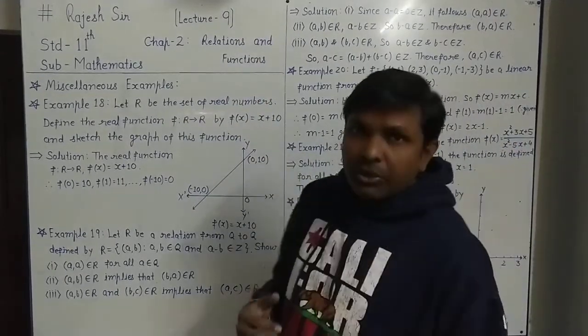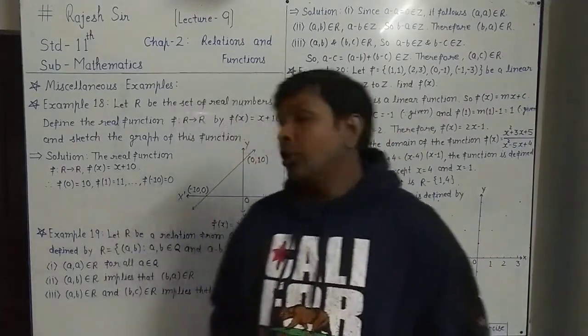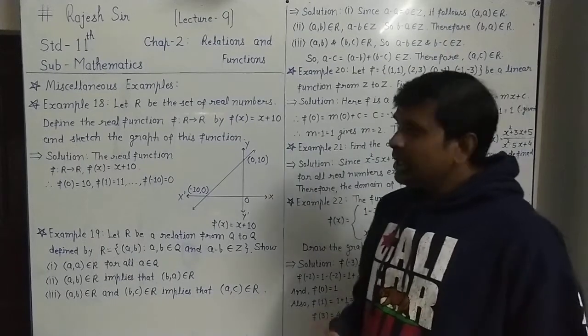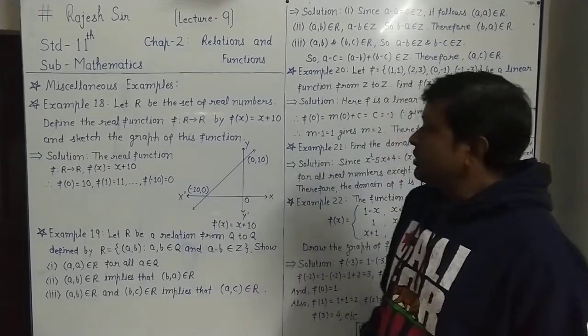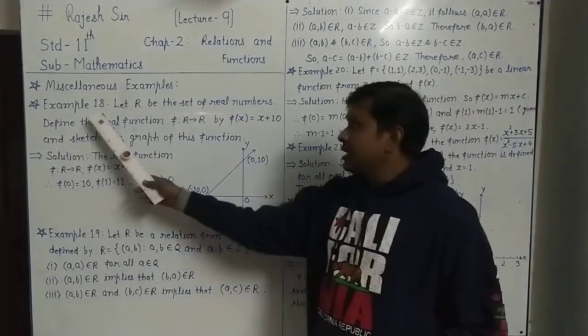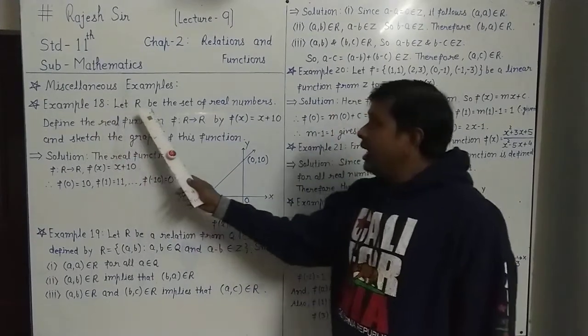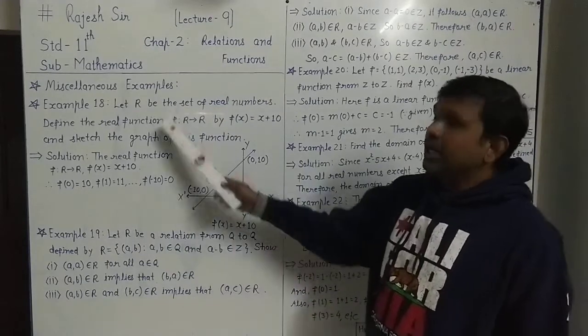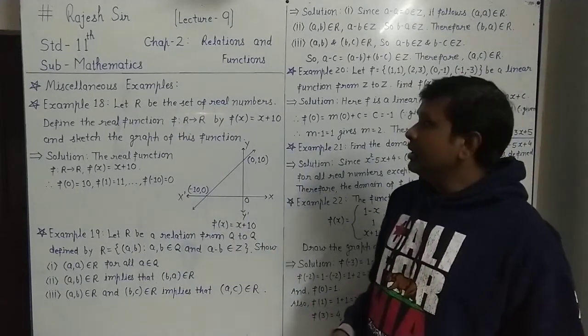After seeing all the topics of this chapter, we are going to solve miscellaneous examples in this lecture. With some typical examples we will see in this lecture. So here we have example 18: let R be the set of real numbers. Capital R denotes the set of real numbers.